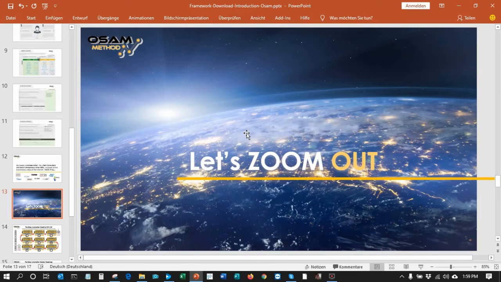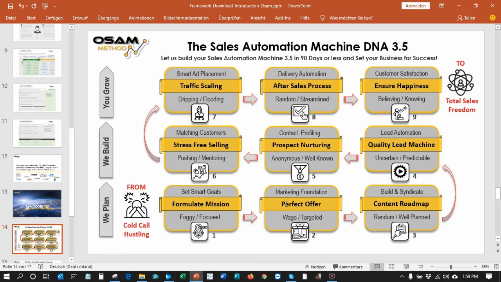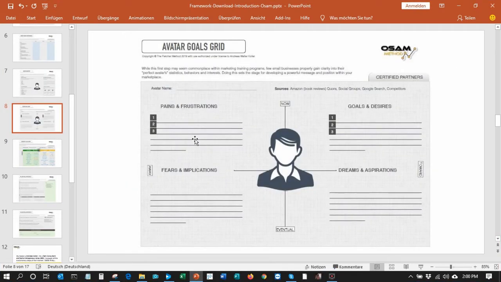Also today I like to zoom out a bit and make it clear that we are still deep here in the marketing foundation. Actually in the first part of marketing foundation, later on we will think about how your perfect offer looks like, and the marketing foundation will help us in the next step to create a content roadmap, and will help us to always have a good story of what we like to build for a content next that is really interesting for our target customer. I think that's it for the Avatar Goals Grid.